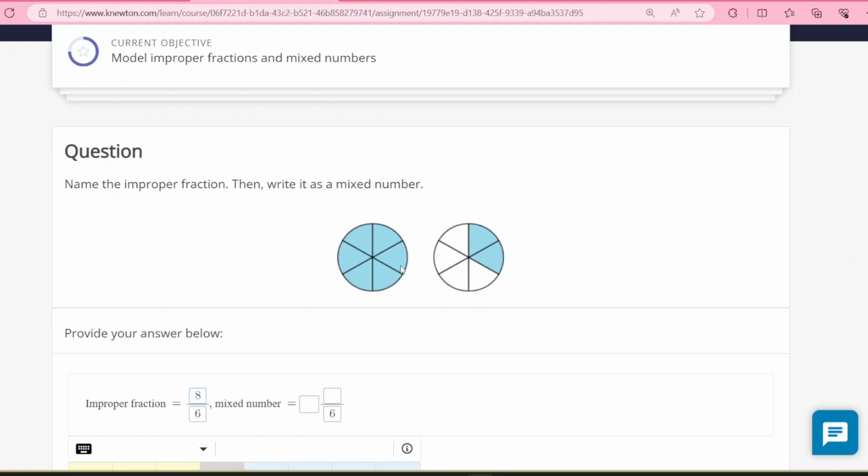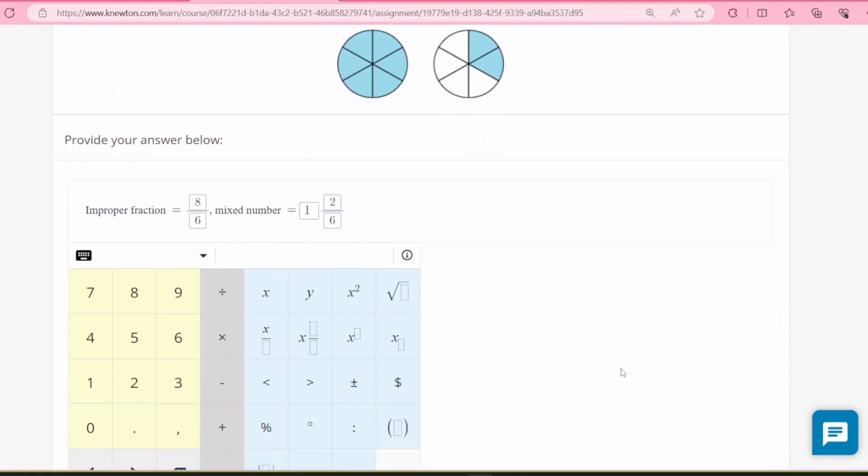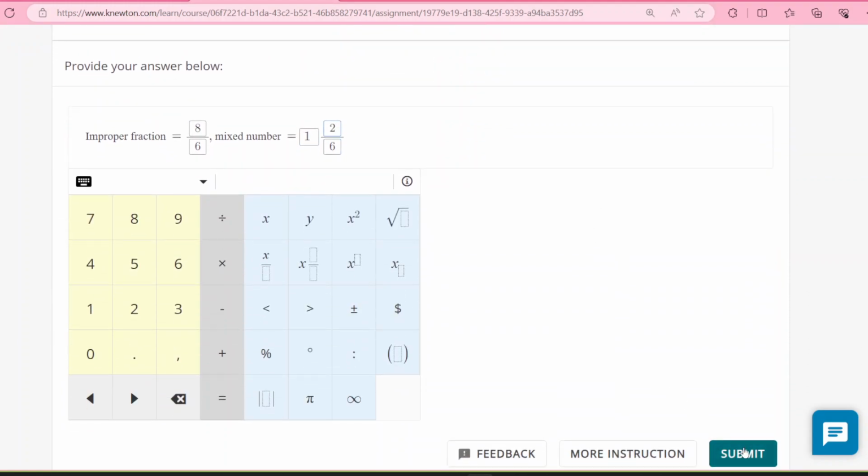And then as a mixed number, right, there's one whole filled in, so 1 for the whole number. And then for the proper fraction, right, this one where there's not a whole filled in, 2 out of the 6 pieces are filled in, right? So this is 1 and 2 sixths as a mixed number.